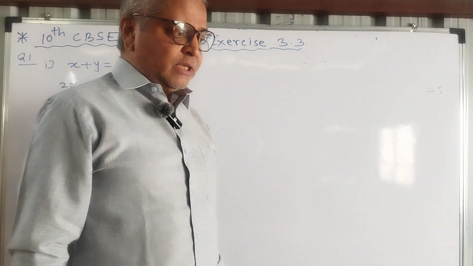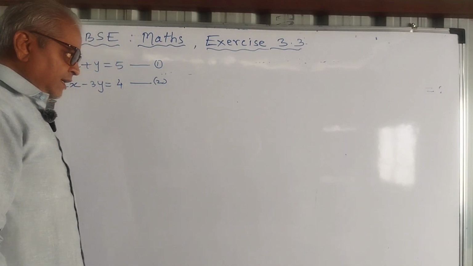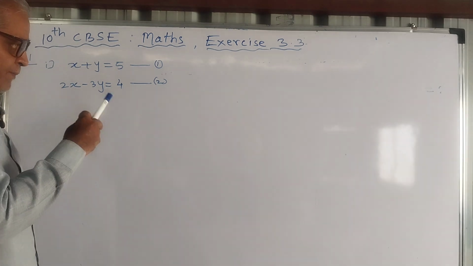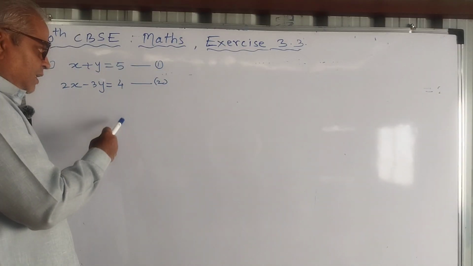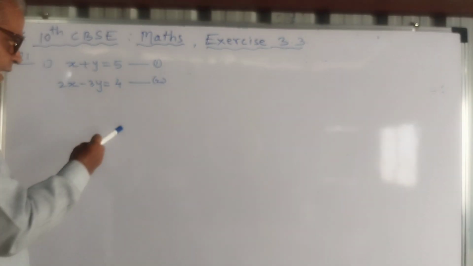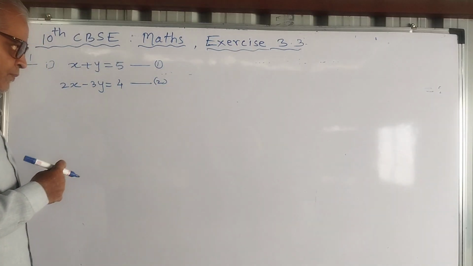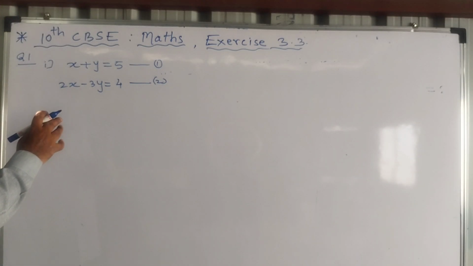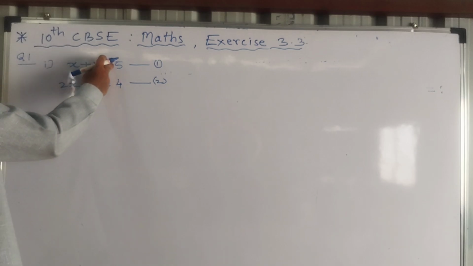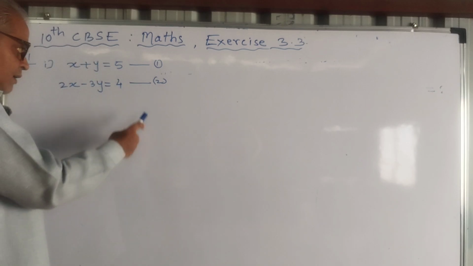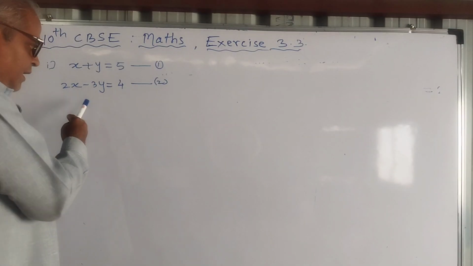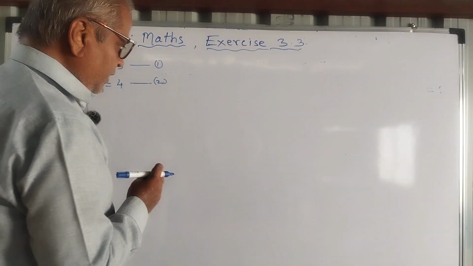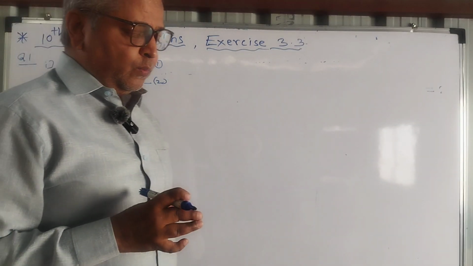So in elimination method, first write the equations in standard form, that is ax plus by, and the constant term to the RHS, and then number it as equation 1 and 2. So in the first question, it is in the standard form, x plus y and the constant 5 is on the RHS, so number it as 1. And again equation number 2, 2x minus 3y is equals to 4, that is equation number 2.